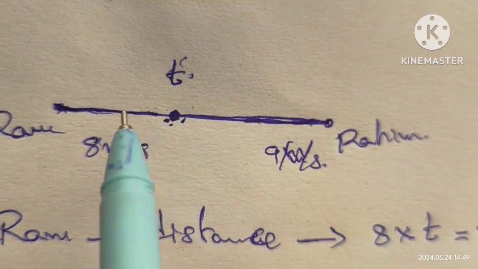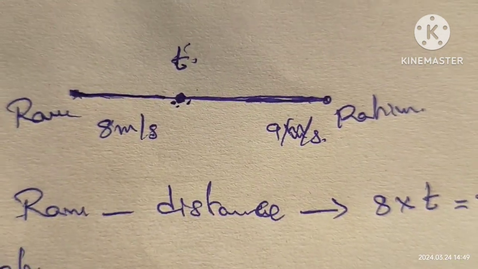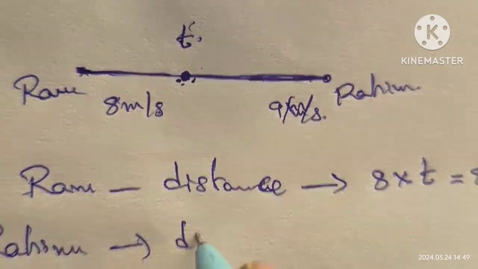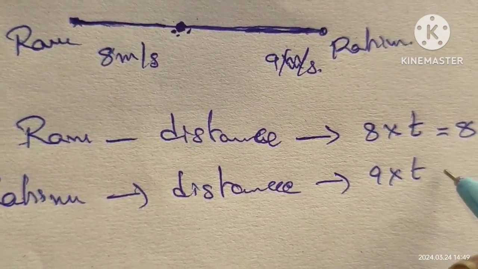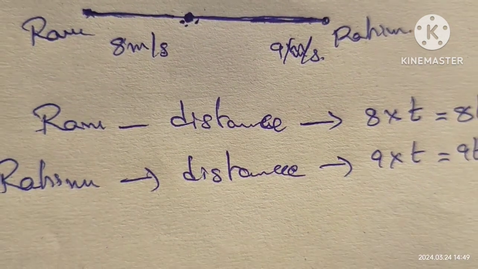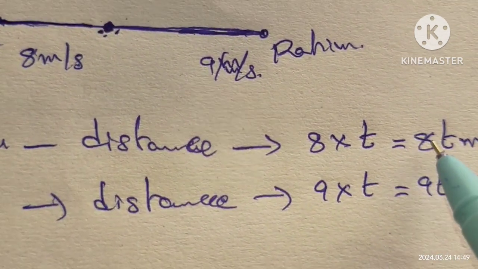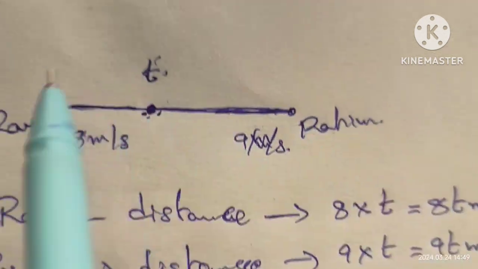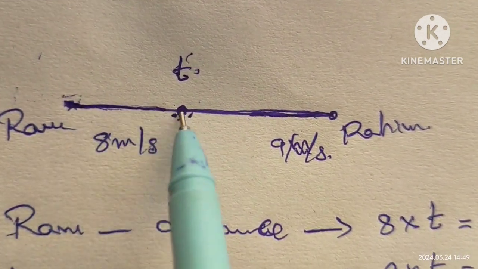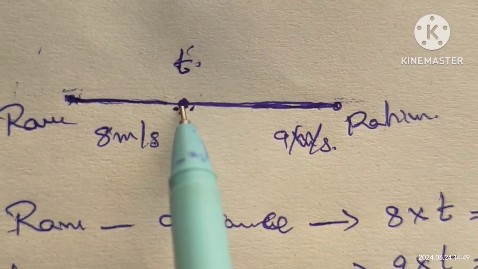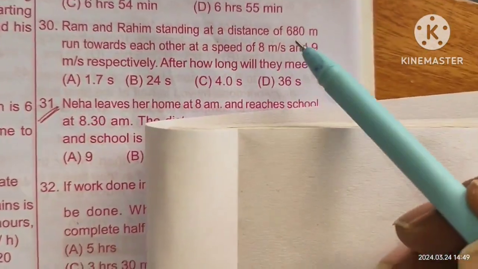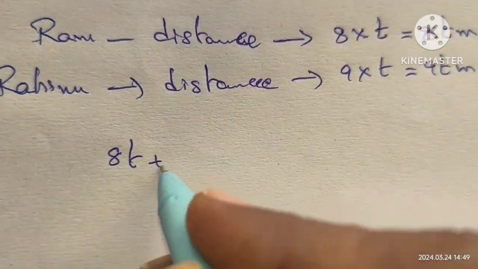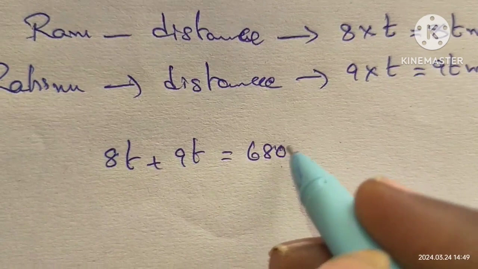And Rahim is also running. So for Rahim, the distance is 9 into t, speed into time. So 9t meters. So this is the distance traveled by Ram and Rahim. Ram traveled 8t and Rahim ran 9t. Then the total, according to our sum, is given as 680 meters. So 8t plus 9t is equal to 680 meters.